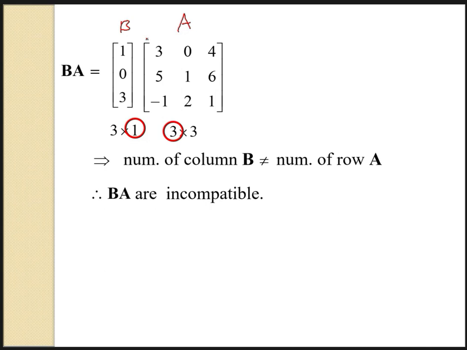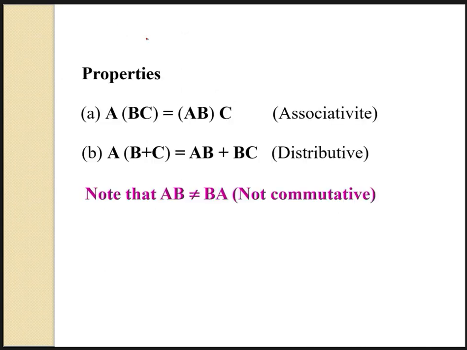These are the properties of matrices. From the previous example, you can see that even though we can multiply A with B, it doesn't necessarily mean that B can be multiplied with A. So matrices are not commutative.